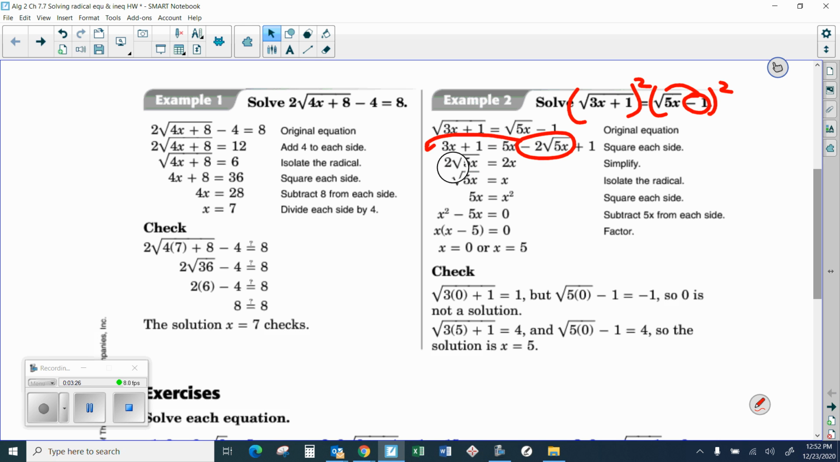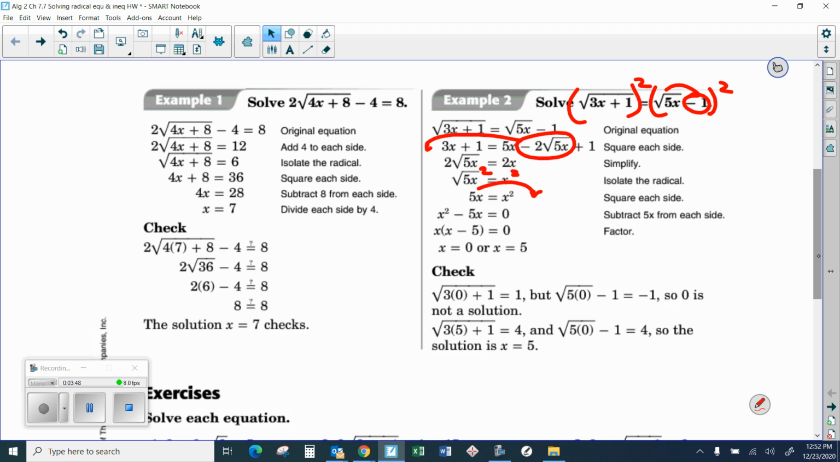Now the next step, I'm going to divide by 2 on each side to get the radical by itself. And so I have root 5x equals x. Now I go ahead and square both sides again. And I get 5x equals x squared. And that's a quadratic. What's the first thing you do with all quadratics? Set equal to 0. Subtract it across. So I get x squared minus 5x equals 0.